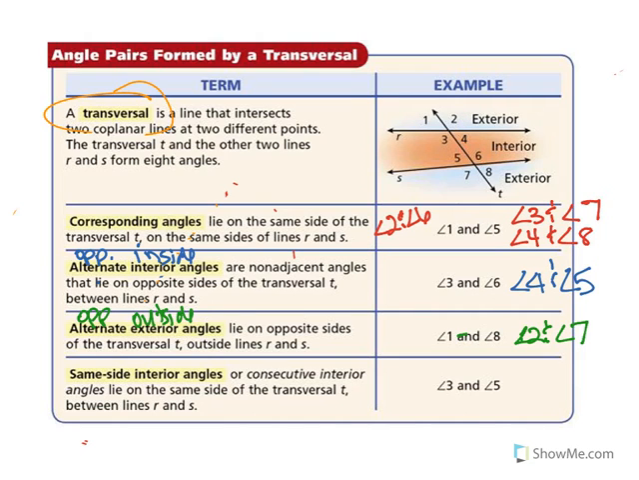Same side interior, also called consecutive interior. So same side of the transversal, now inside. So angle 3 and angle 5, or angle 4 and angle 6. Again, write this down. Start to learn it. Start to memorize it. You absolutely need to know how to find each of these kinds of angles.